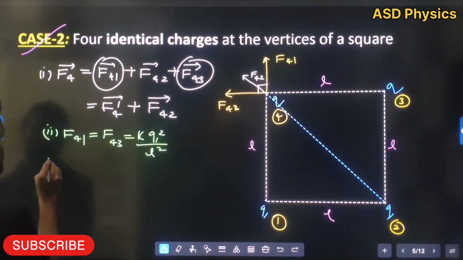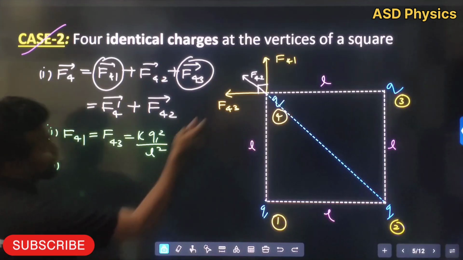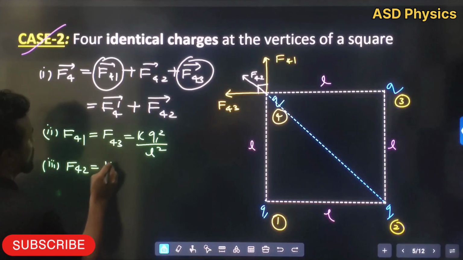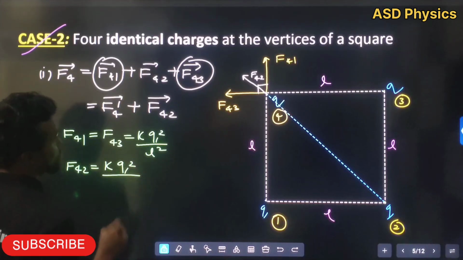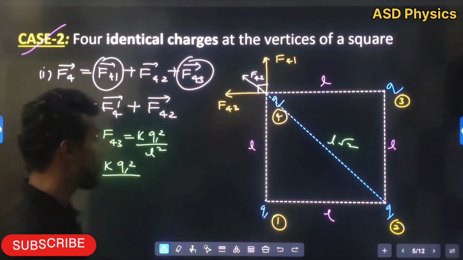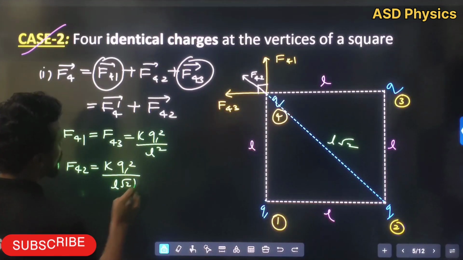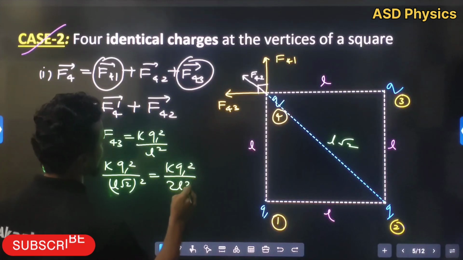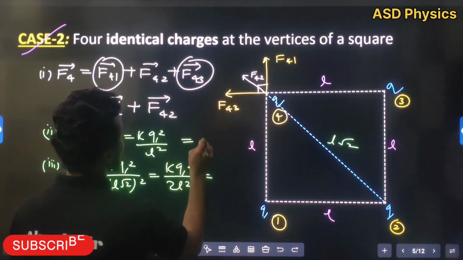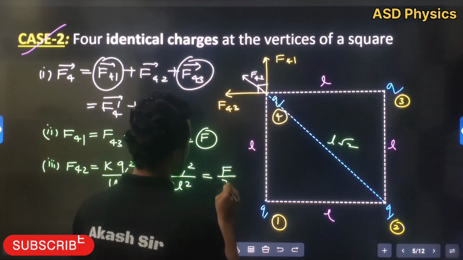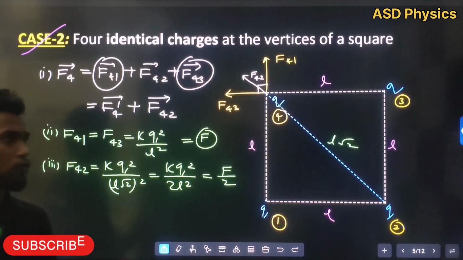Similarly, if I want to find out F42, F42 will be given by KQ square by, this is L, that means this length is how much? L root 2, and we write L root 2 square. That means it will become KQ square by 2L square. And if we take KQ square by L square as F, then this will be F by 2. Now our forces are ready.